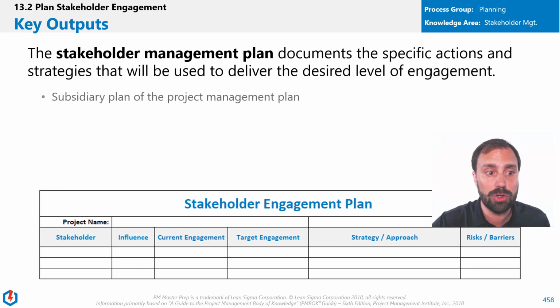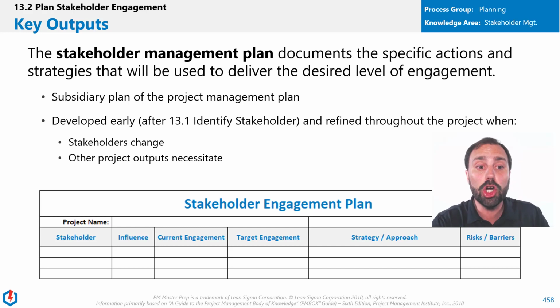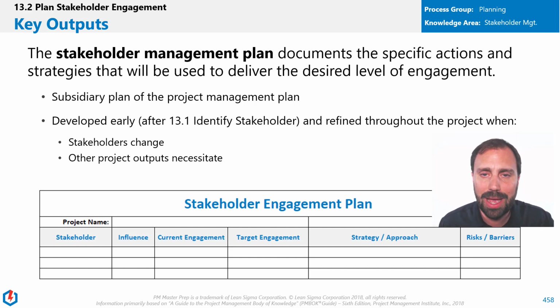Look at what the contents are in there. It's a subsidiary plan of the project management plan, obviously, and it's developed early after we do 13.1, identify stakeholders. As soon as we do that, we get into this, right? And we refine this through the entire project. As we implement these things and we start dealing with our stakeholders, we're going to constantly come back and modify this to make sure that we can refine our ability to deal with them in the best possible way. All right. Stakeholders change, realize that. Stakeholders change, we get new ones, we get old ones, and then their perception of us changes.